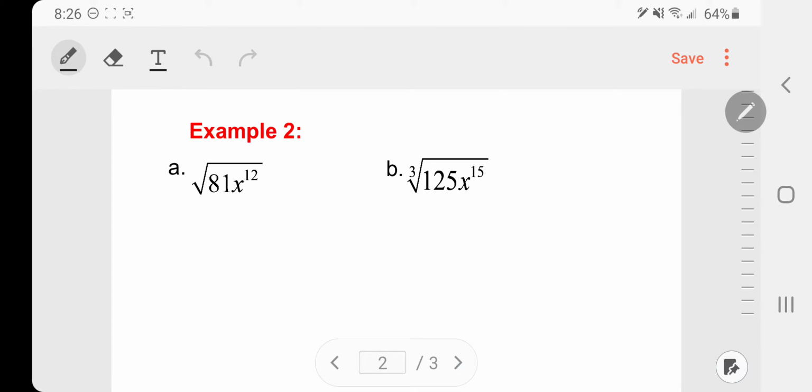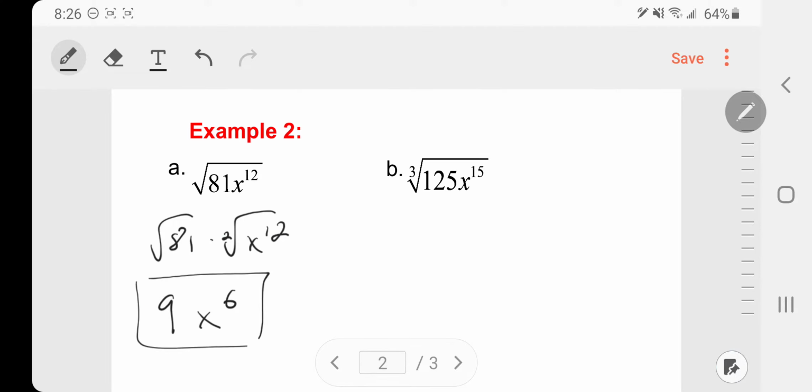Now taking a look at these examples, I added a coefficient, so we have 81 x to the 12th. With this, we can break it apart. We're going to do the square root of 81 and the square root of x to the 12th. The square root of 81 we know is 9, and then we have x to the 12th, and our index here we know is 2, so it's 12 divided by 2, which would be x to the 6th. Again, exponent divided by the index.